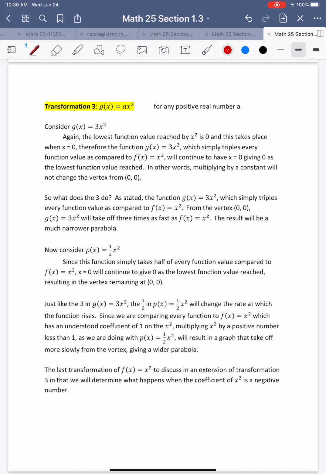So what does 3 do? As stated, the function g of x equals 3x squared triples every function value, every y value. But the vertex's y is 0, so that's why it stays 0.